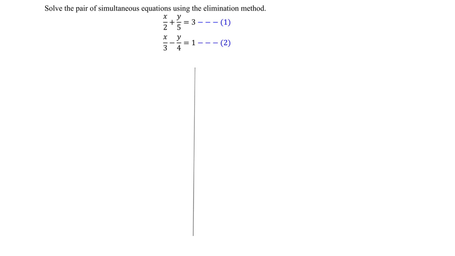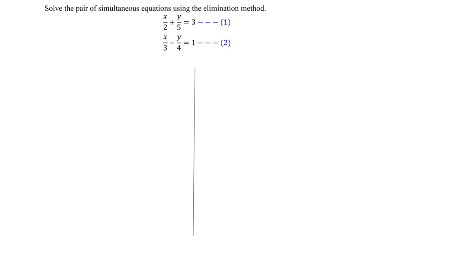Hello everyone, welcome to this video where we are required to solve the following pair of simultaneous equations using the elimination method. Wow, there's a lot of algebraic fractions here. So to make life easier for us, this is what we are going to do. First, we are going to label it as equation 1 and equation 2. I'm going to try and eliminate the denominator first.